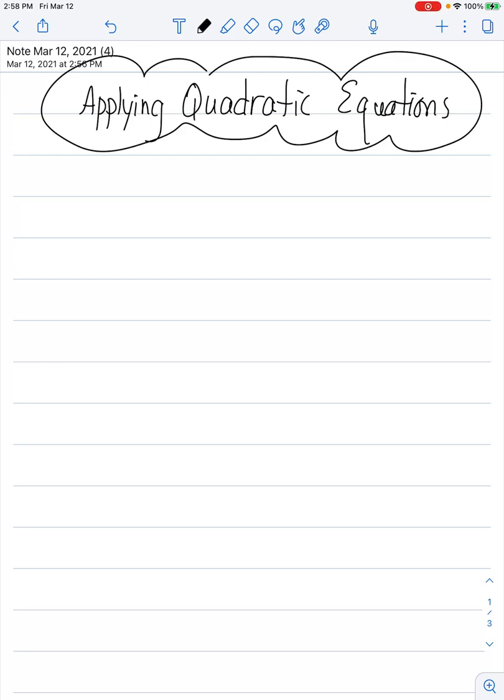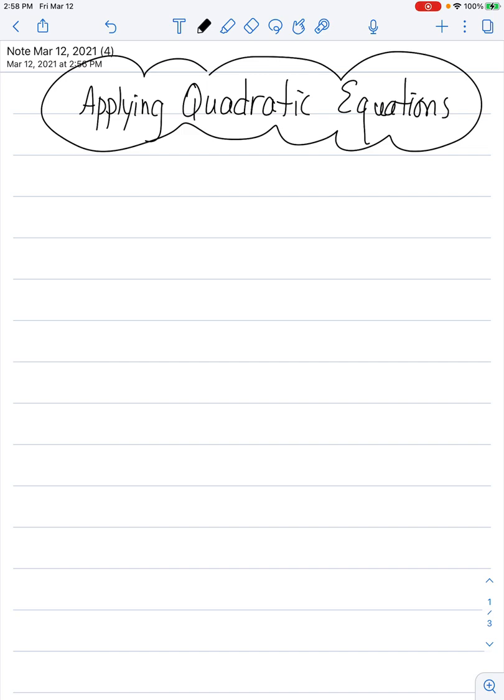Hey everyone, today we're going to look at how to apply quadratic equations. If you'll recall in our last lesson, when solving quadratic equations by factoring, we always set those equal to 0. We're going to review that, but I want to show you how to do this on a calculator.